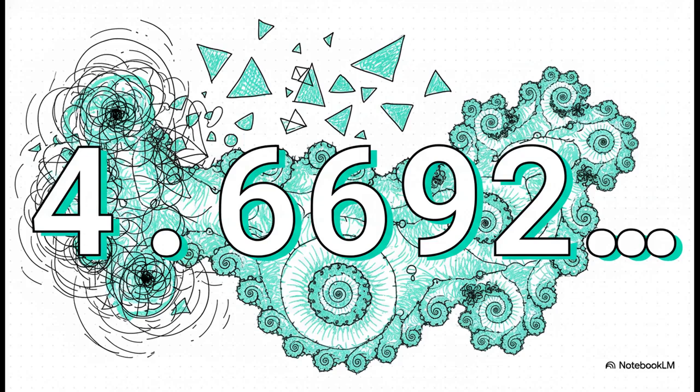Just look at it, 4.6692. It kind of seems random, right? But this might be one of the most important numbers you've never heard of. It's a universal constant, just like pi, and it shows up in the strangest places, specifically right at the point where simple, orderly systems completely break down and descend into chaos.